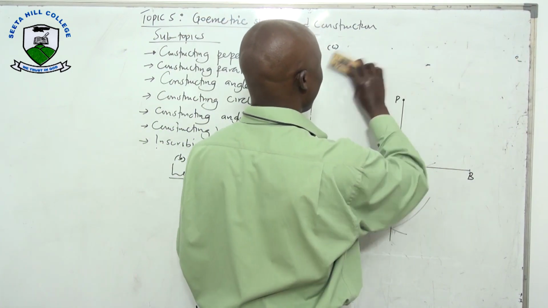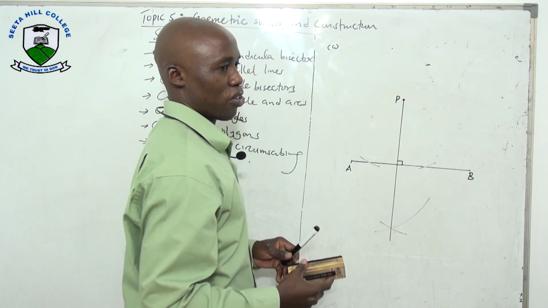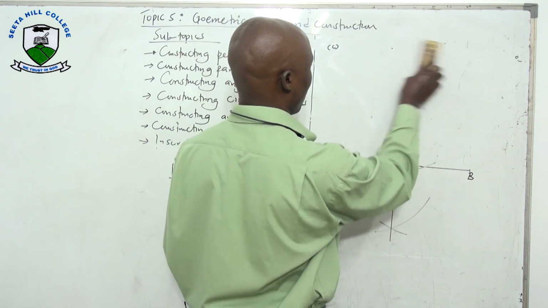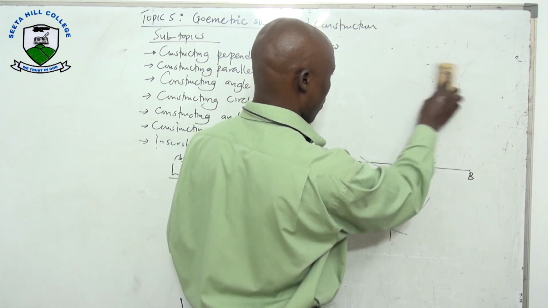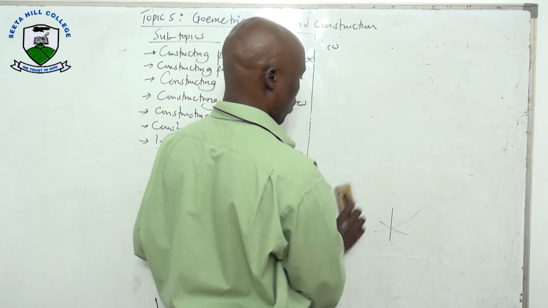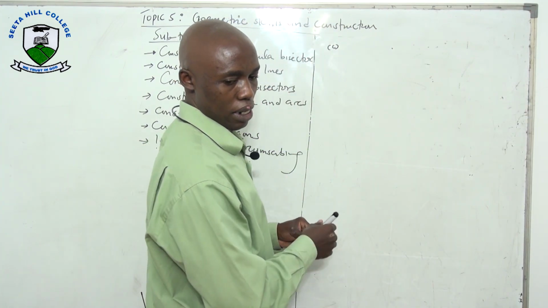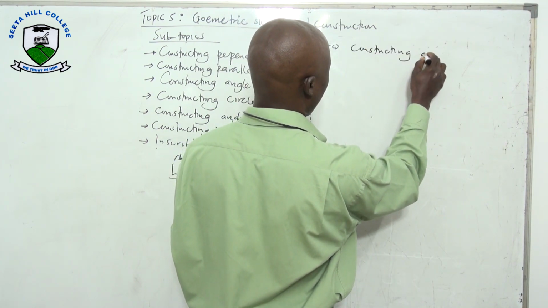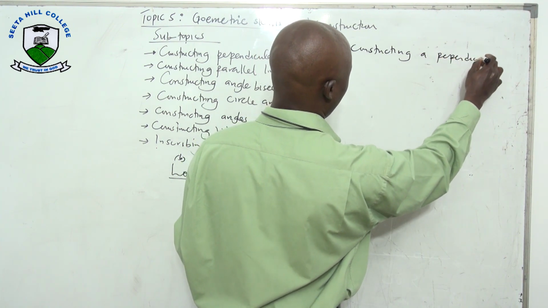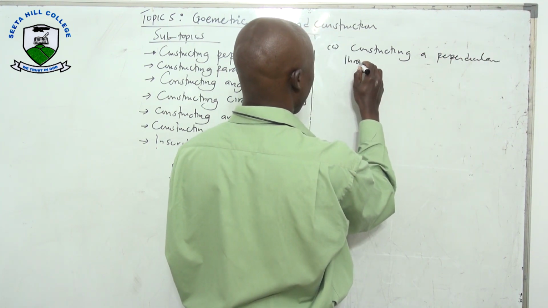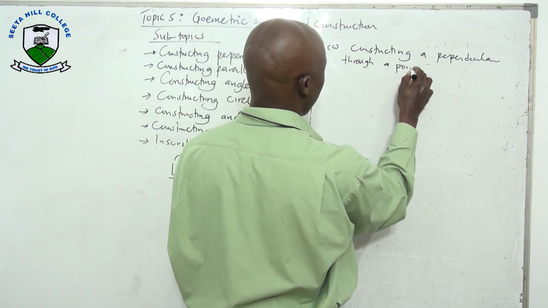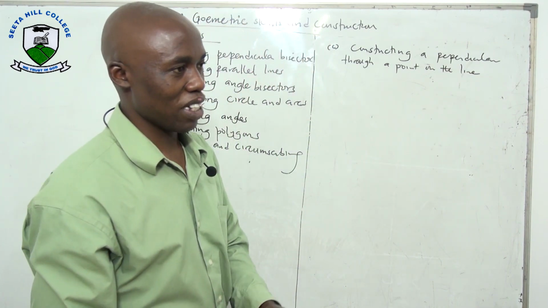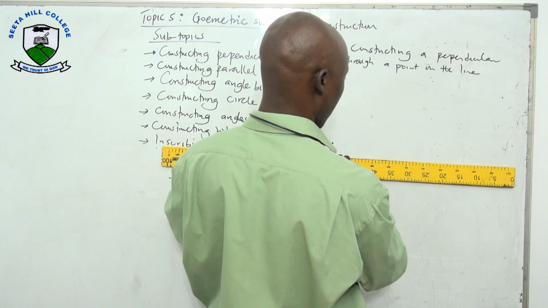Now the other one, how do you construct a perpendicular through a point on the line? Constructing a perpendicular line through a point on the line. How do we achieve that? Yes, Precious, you have to explain that.